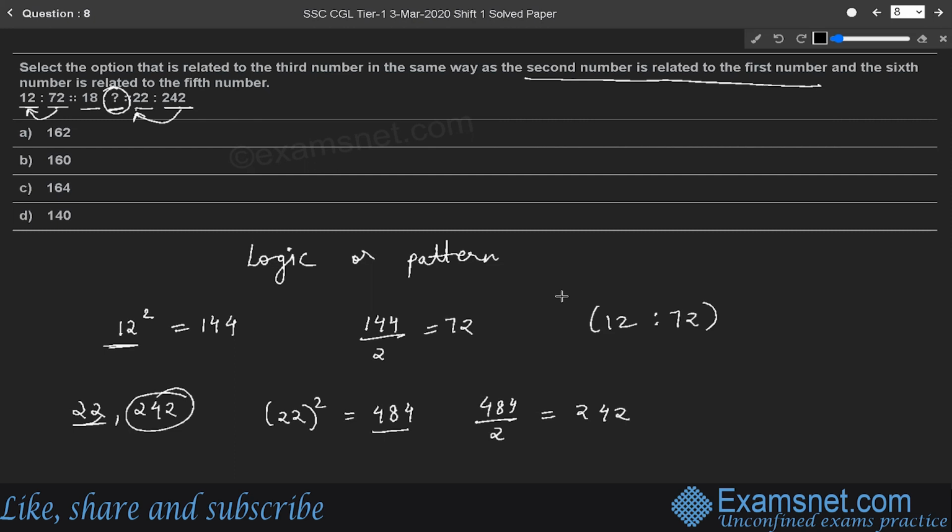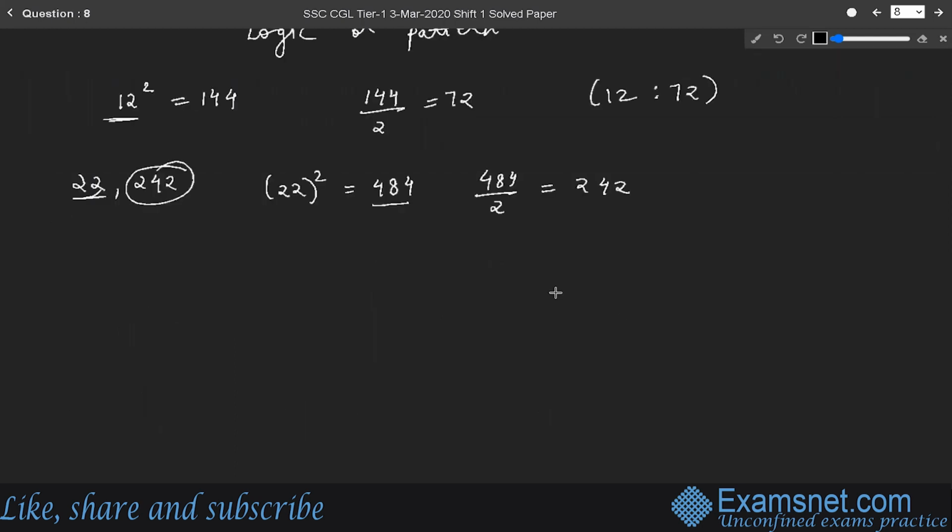So applying the logic for the pair which is 18 and question mark, we have 18 and question mark. So firstly, we have to square the first number, which is 18. So 18 square. Can you tell me what is the square of 18?